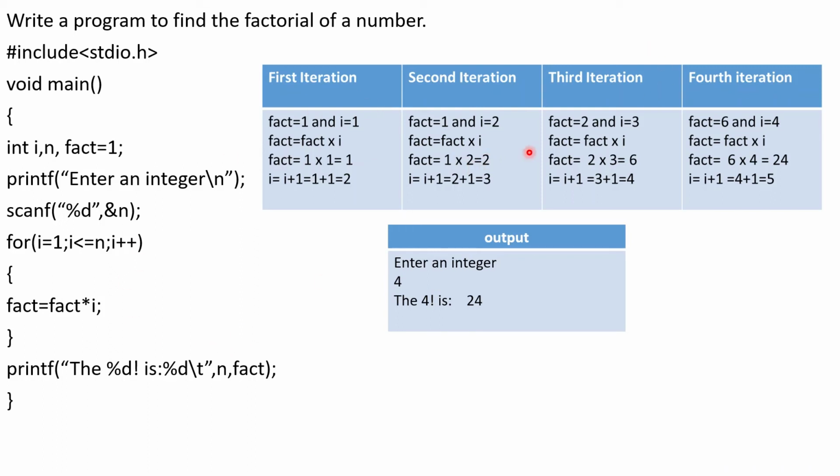That is what is shown in the iterations over there. First iteration, second iteration, third iteration, fourth iteration. After the fourth iteration is done, I is updated by 1, I becomes 5. Now it will check the condition, 5 is less than or equal to 4. So the condition becomes false, so it will come out and print the output as "%d factorial is %d\t", that is n comma fact. So the 4 factorial is 24.